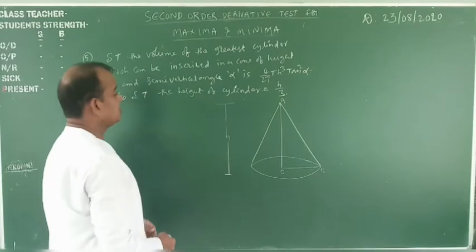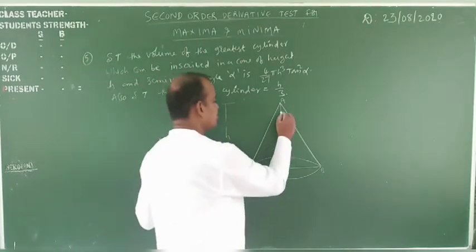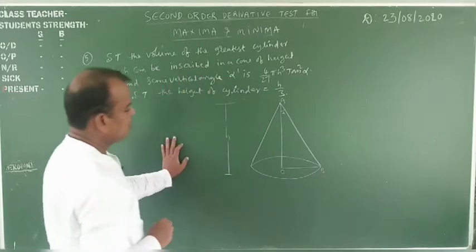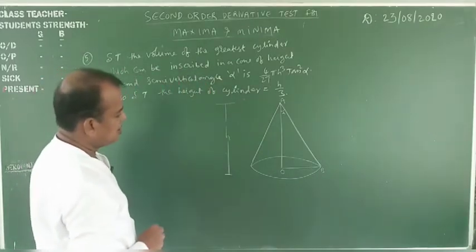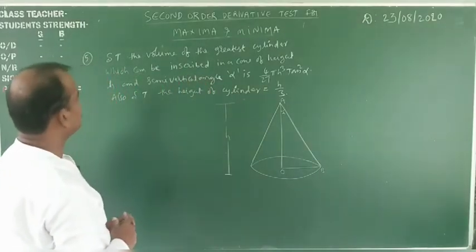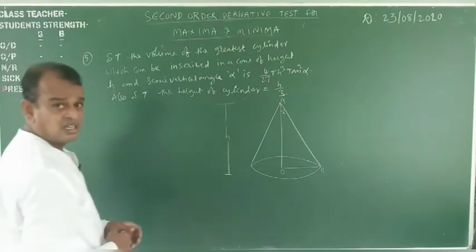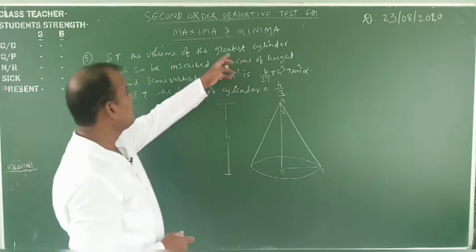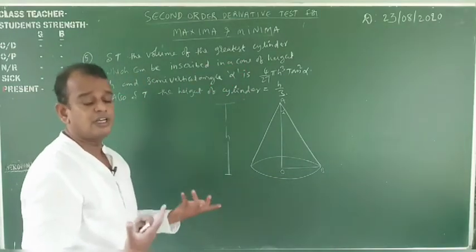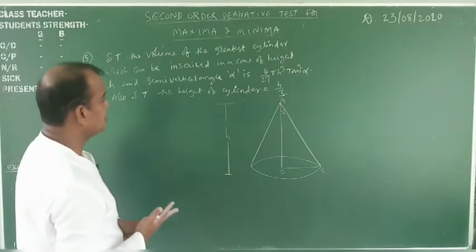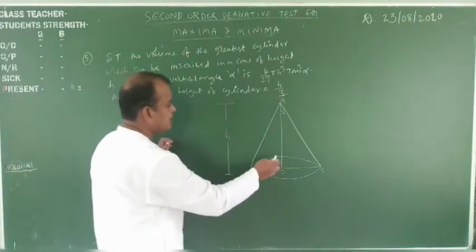The semi-vertical angle is given. We will take the semi-vertical angle as this one, alpha. Is the radius given or not? Show that the volume of the greatest cylinder, so there is no need of the radius of the cone. You need only the radius of the cylinder. Now the cylinder is inscribed in this cone.